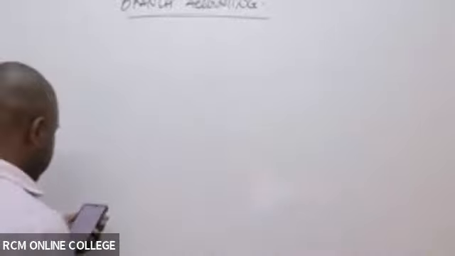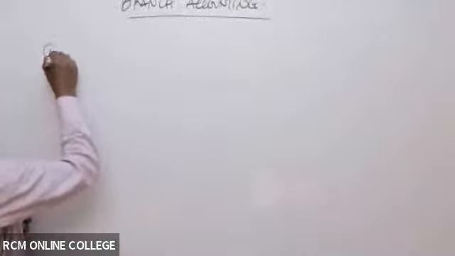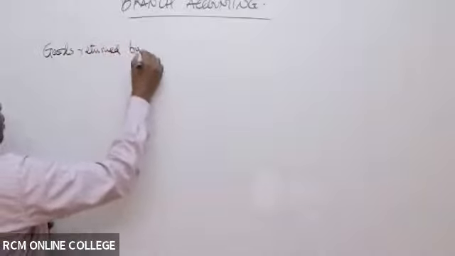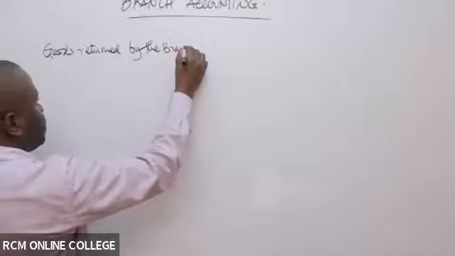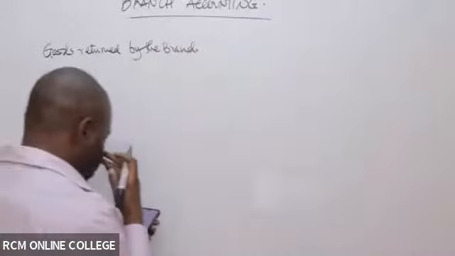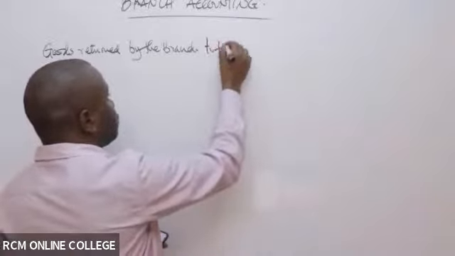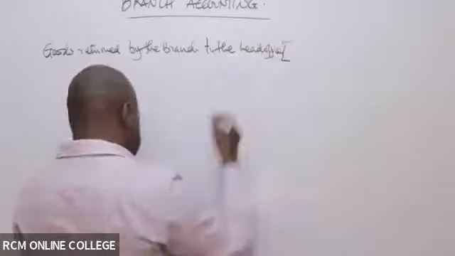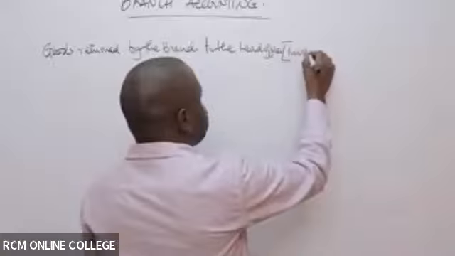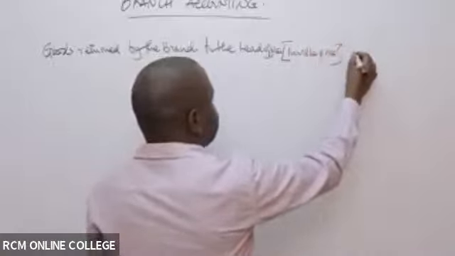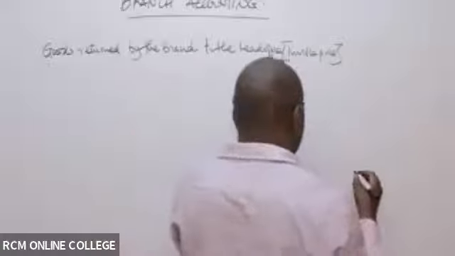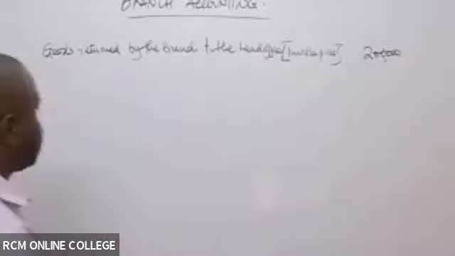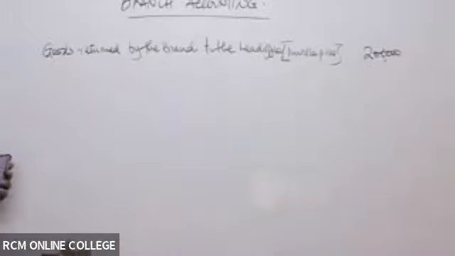So the other transactions in this regard, goods returned by the branch. There were some goods returned by the branch to the head office. This was actually at invoice price, and the amount for this one is 200,000. So the branch in Nakuru returned some goods to the head office, but of course there were also some goods sent from the head office to that branch in Nakuru.